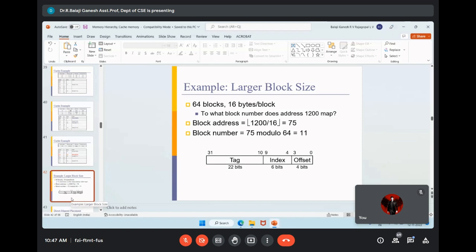And what is the block number, right? Out of the 64 blocks, in which block is the 75 going to be present? So 75 modulo 64, you will get 11, right?